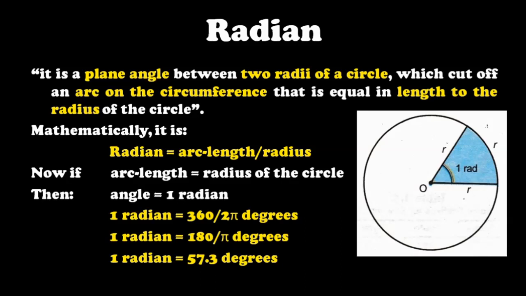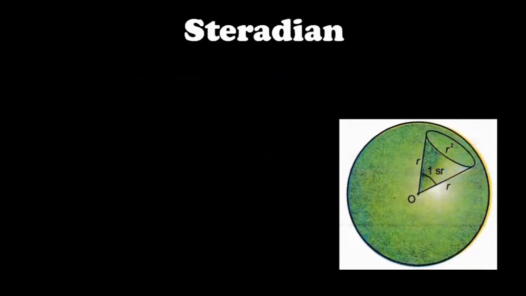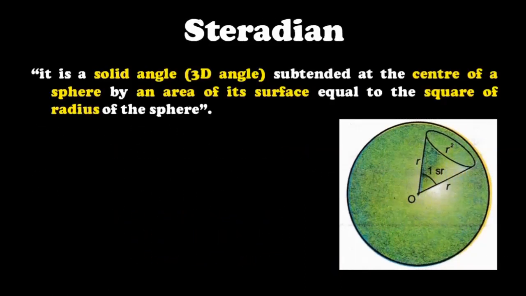Steradian is a solid angle formed. The same concept, but instead of a plane angle, it is a solid angle. Solid angle means 3D, a 3-dimensional figure. If you are looking at the screen, you have a sphere, the center of the sphere is O, and the radius of the sphere is R.